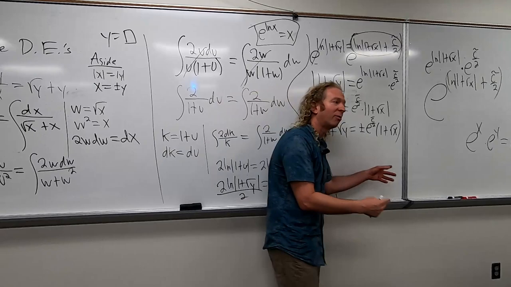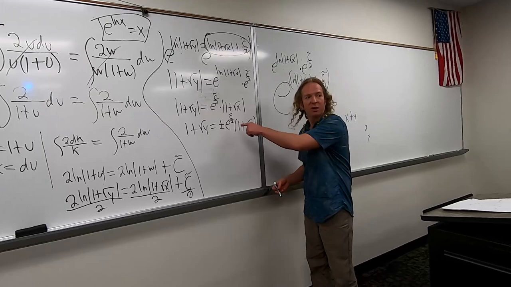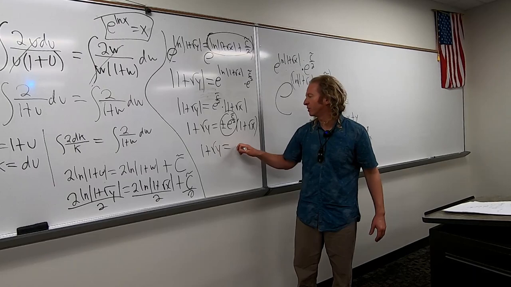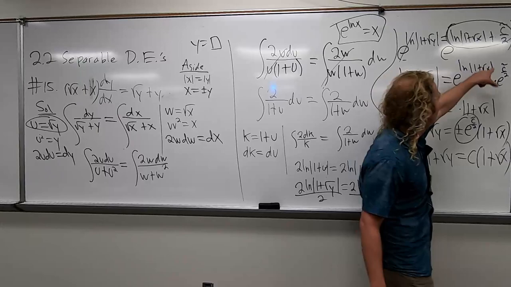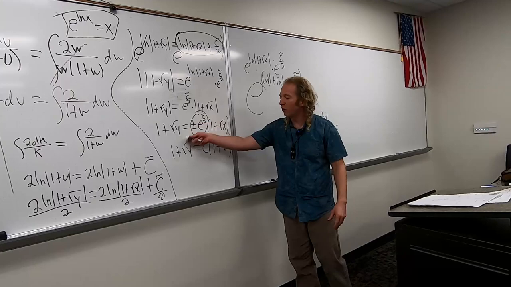Okay, we need to come up with c at some point, right? So just call this c. So 1 plus square root of y is equal to c times (1 plus square root of x). You can do that, right? You can just rename stuff, because you don't know what c to the d is. You don't know what c to the d over 2 is. You don't know what e to the c to the d over 2 is. You put a plus or minus there. It still could be anything, right? So you just call it c. I usually wait to the end to call it c.